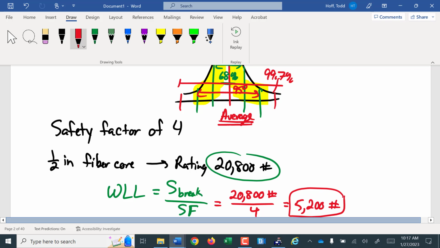Now, you might look at this and say, well, that's an excessive allowance. But again, there's variations in the rope. Also, those ropes are not new. You don't just use them once and throw them away. There could be nicks in the rope and stuff like that.